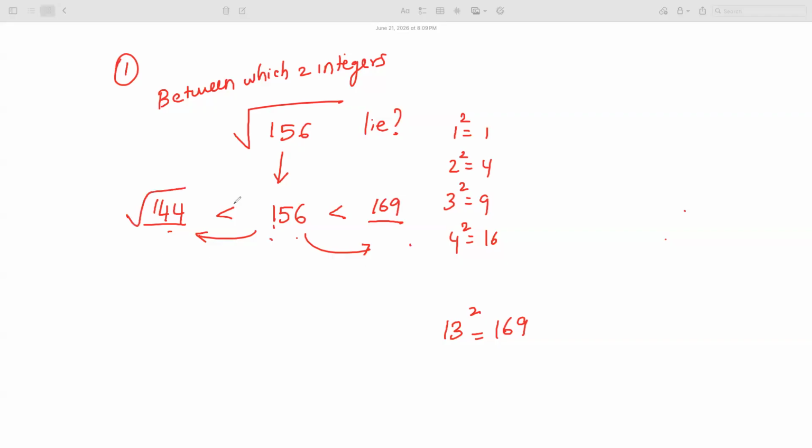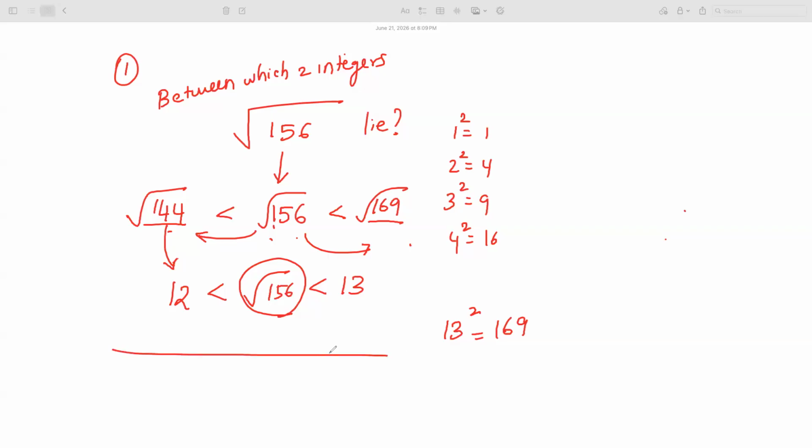Now take the square root on everything. When you take the square root on everything, the square root of 144 is 12, the square root of 169 is 13. 12 is less than the square root of 156, which is less than 13. This tells you that the square root of 156 on the number line is between 12 and 13. Did you guys get it?